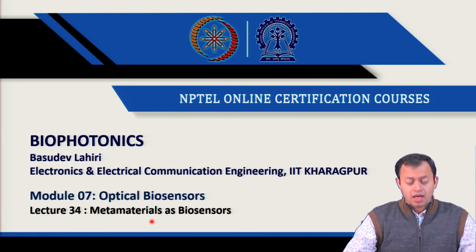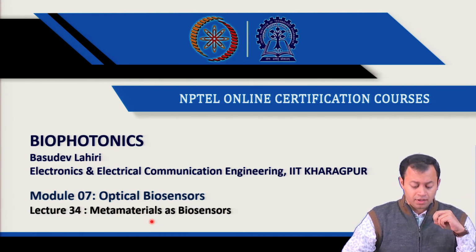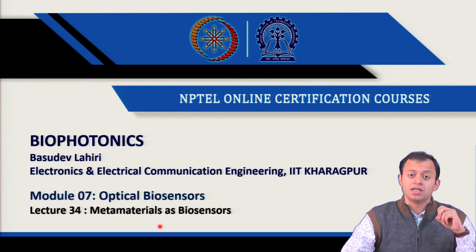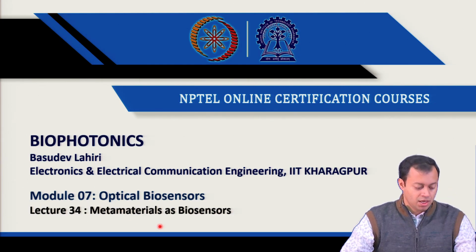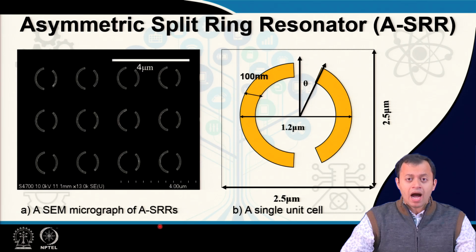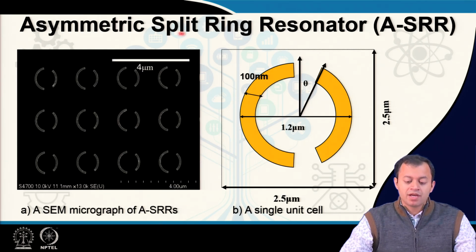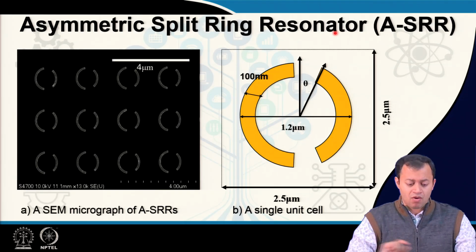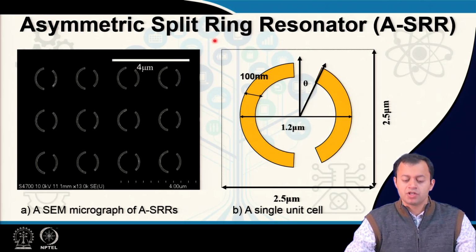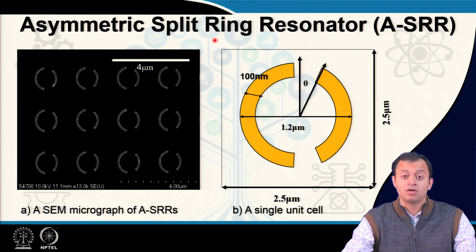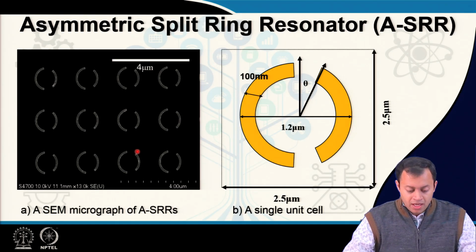This time, previously I gave you a glimpse of what metamaterials can do, but now how to utilize metamaterials as biosensors. So, I made asymmetric split ring resonators. Previously you saw U-shaped, now I made asymmetric C-shaped split ring resonators. Why do you ask? Well, there is a very good reason for that. So, let us understand what asymmetric split ring resonators are.